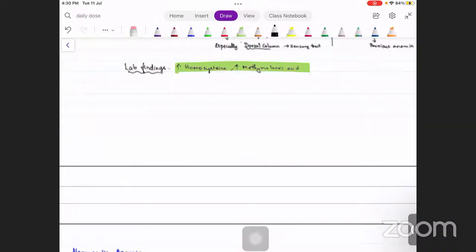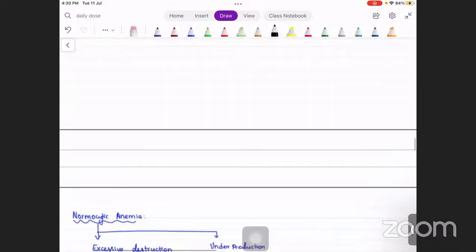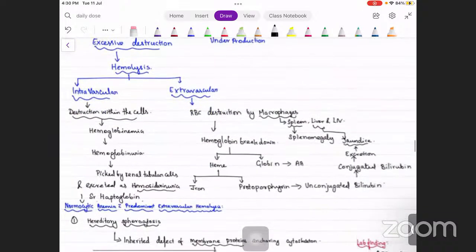This was asked in FMGE once. Increased methylmalonic acid level indicates what? Methylmalonic acid with increased homocysteine indicates there is a deficiency of vitamin B12.